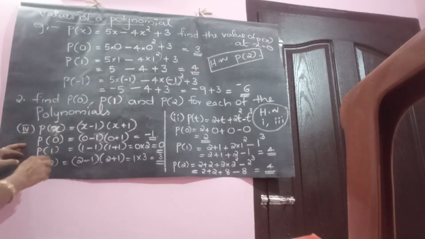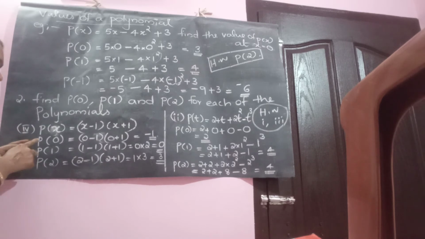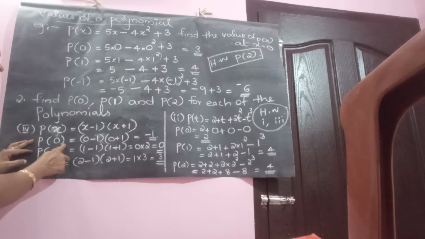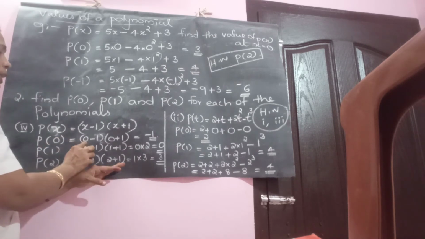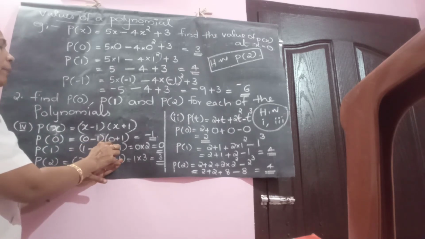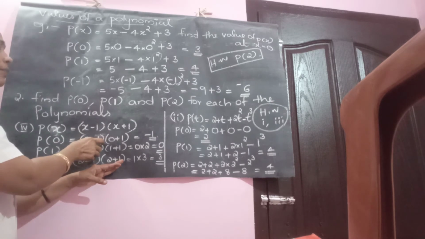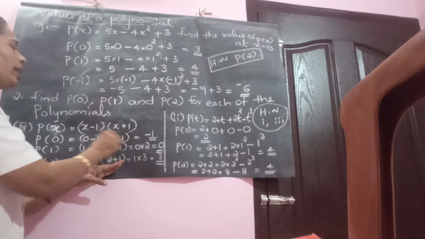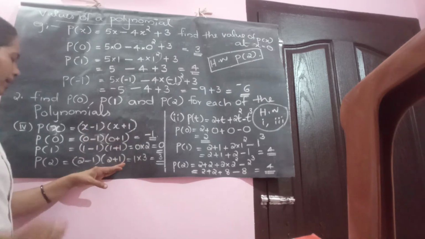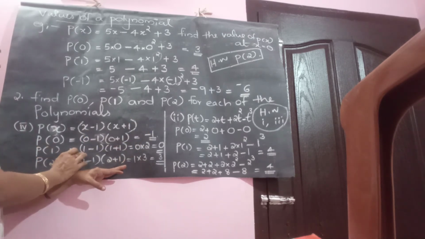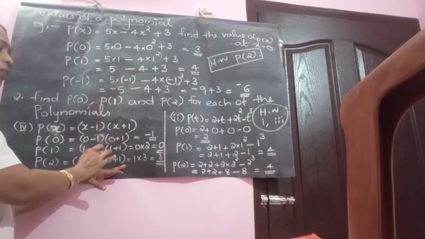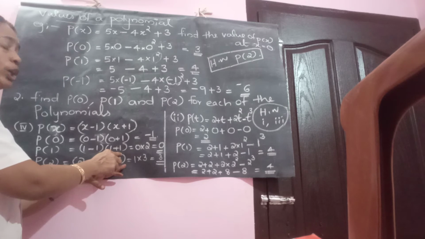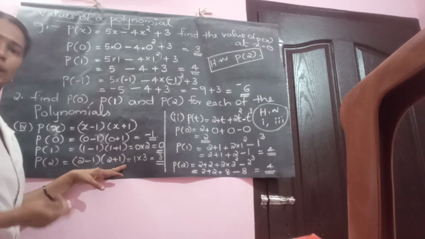For this polynomial, we need to find P of 0, P of 1, P of 2. So, P of 0 when you substitute, the first bracket becomes 0 minus 1, the second bracket 0 plus 1. 0 minus 1 is minus 1. 0 plus 1 is plus 1. And the product is minus 1. Okay. Similarly, P of 1. 1 minus 1 in the first bracket, 1 plus 1 in the second bracket. First bracket 0, second bracket 2. 0 into 2 is 0 itself.